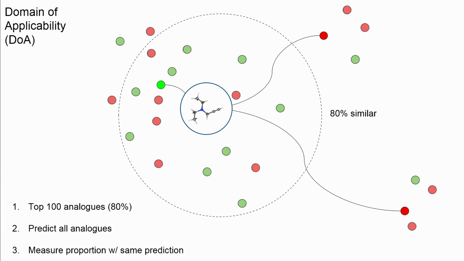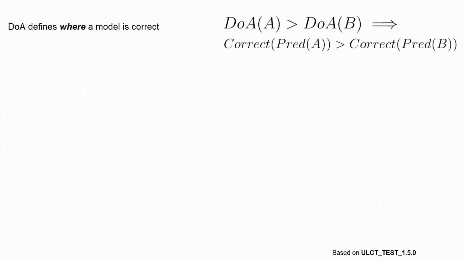And we have basically a little algorithm that we run that generates this. But we have to measure and see if it's actually doing what we want in a domain of applicability algorithm. So our DOA, domain of applicability, should define where the model is correct. Where can we trust the model? Let's define that mathematically really quick. We're going to say that if the DOA metric on prediction A is greater than the DOA on prediction B, then we should expect that the outcome for prediction A is more likely to be correct than the outcome for prediction B.